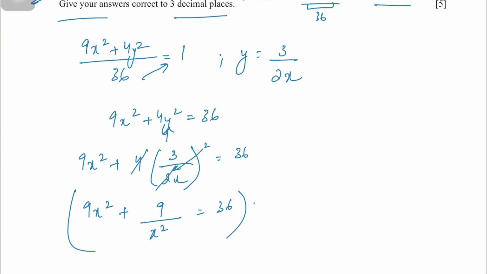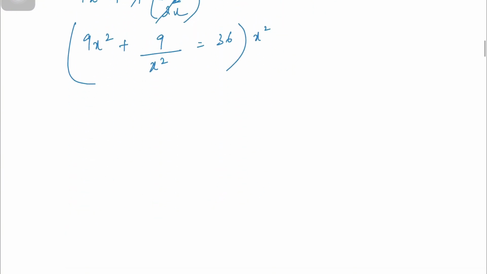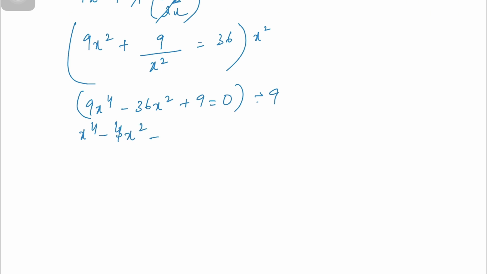We can multiply the whole equation by x squared. So we get 9x to the power 4 minus 36x squared plus 9 equals 0. We can divide the whole equation by 9. So we get x to the power 4 minus 4x squared plus 1. We can apply the quadratic formula or use our calculator.